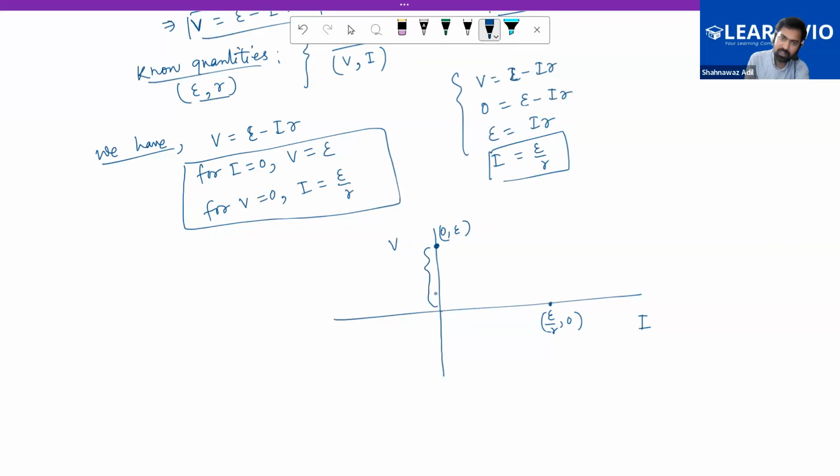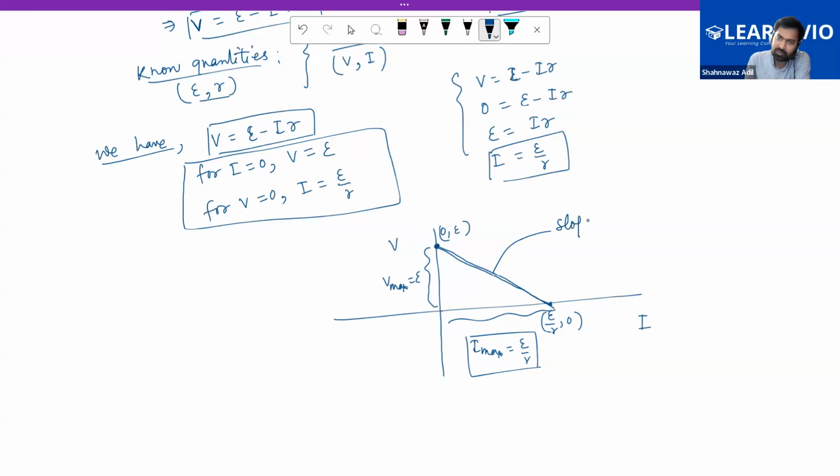And then this is 0, comma E. So this is V max, which is E. This is I max, which is E by R. And if I connect these two points, I will get the graph. So this is the VI graph of this circuit, right? And the slope of this graph will give you the minus of resistance. So that is all about this simple circuit. Is it clear to you?